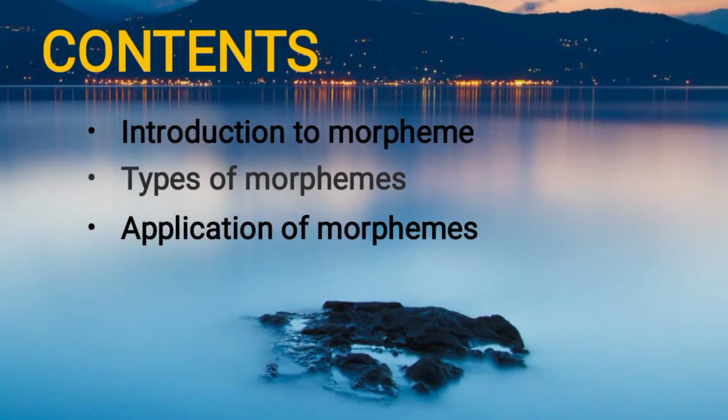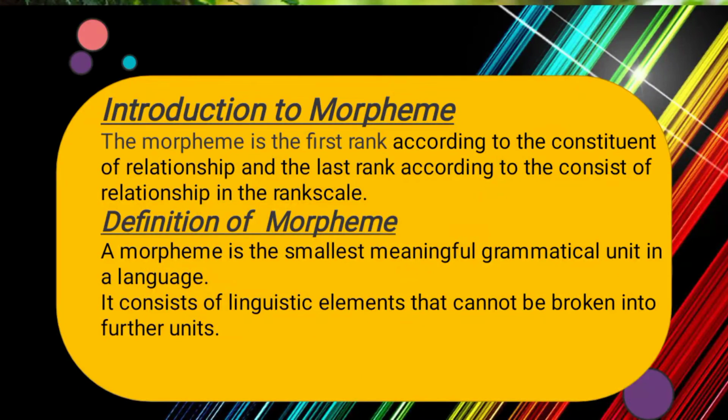So, the contents for today's lessons are introduction to morphemes, the types of morphemes, and the application of morphemes. Okay, so introduction to morphemes. The morpheme is the first rank according to the constituent relationship and the last rank according to the consist-of relationship in the rank scale. So the definition of morpheme: a morpheme is the smallest grammatical meaningful unit in a language. As I've already said, it's the smallest meaningful grammatical unit in a language. It consists of linguistic elements that cannot be broken into further units.